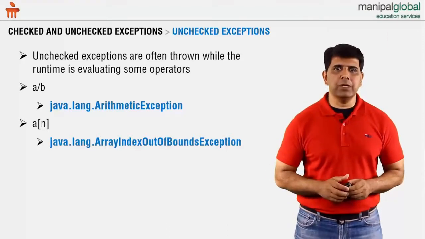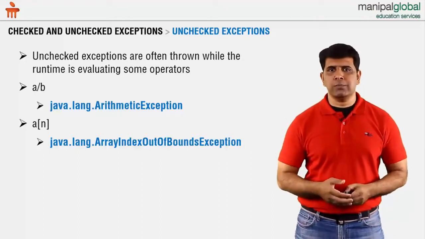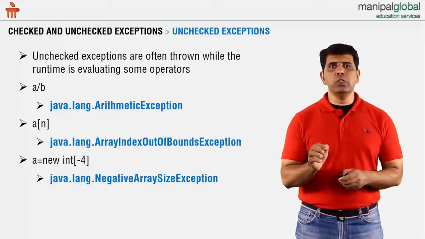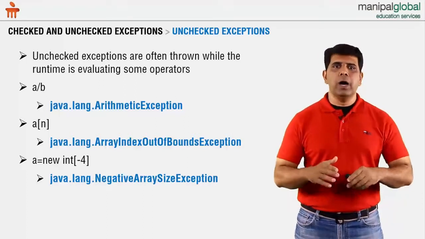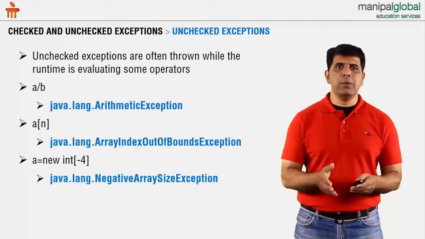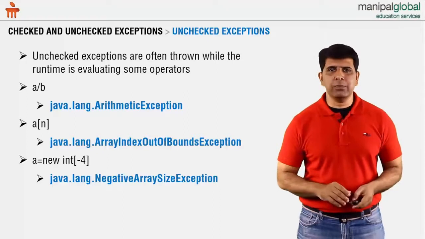Note how the naming convention is followed. The name itself pretty much tells what actually is the cause of the error. A equals new int of -4. Now array index always starts from 0. The array length also is like 0 is the minimum. If you give a negative number, how can you even picturize an array with a negative size?